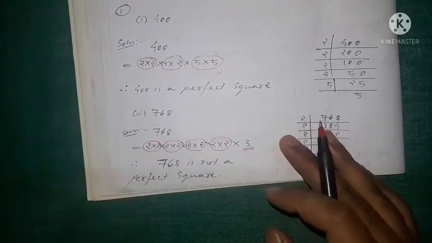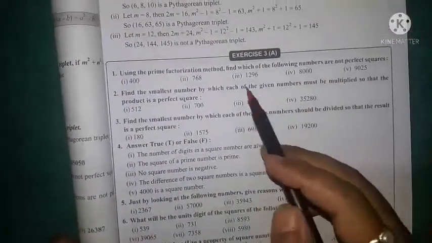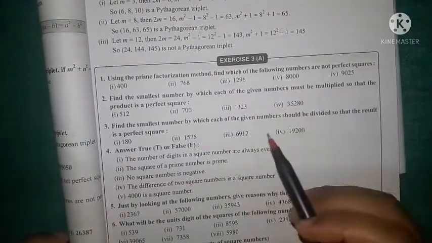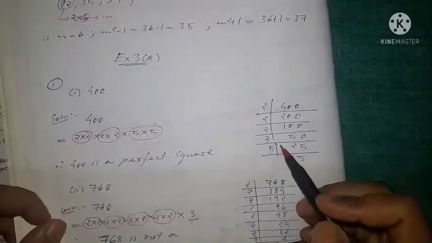So similarly, you can check the others also. That is Roman number 3, 4 and 5. In this manner, it is very easy. Just do the prime factorization and see whether it is a perfect square or not.